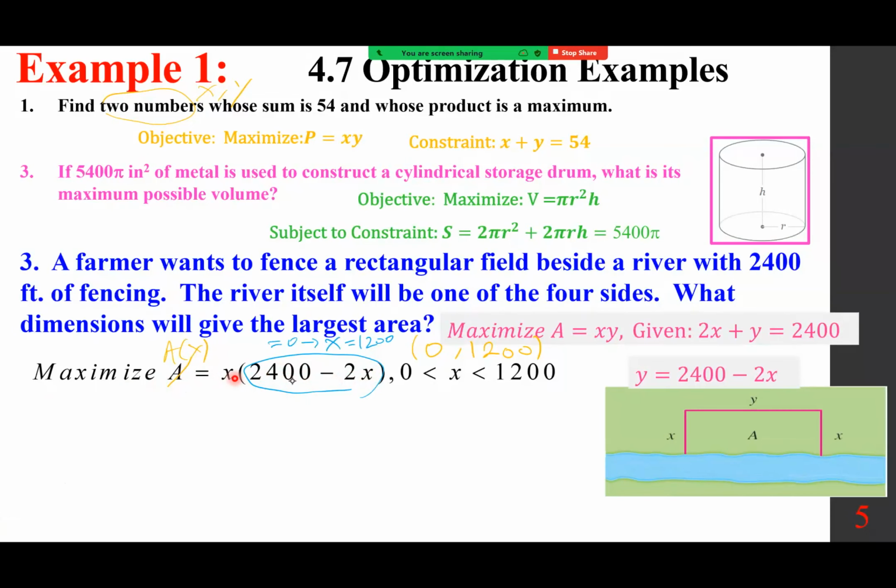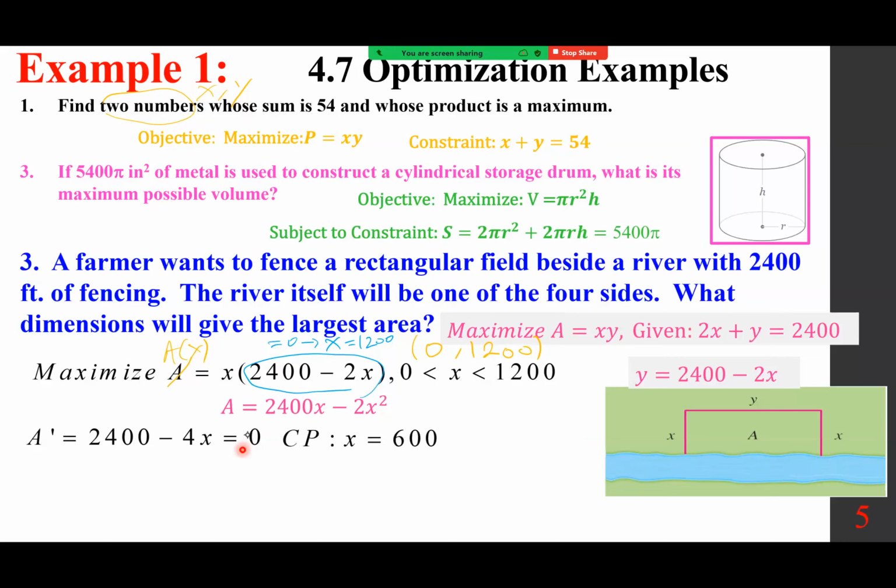And we distribute the x for the sake of the next part because we are going to find the CP. A prime differentiation gives us 2400 minus 4x. The reason we set it equal to 0 is because we are looking for CP, critical points, and there's only one of them, x equals 600.